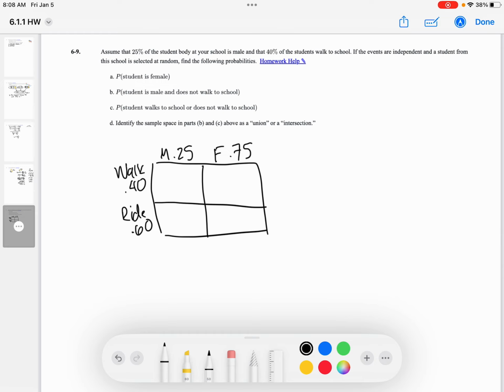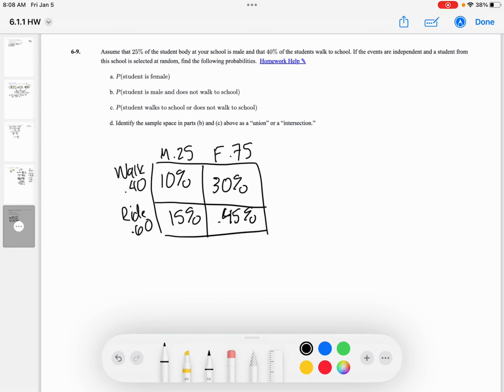Okay, so I can fill in this area model by multiplying the two numbers. So 0.25 times 0.4 is 0.1. So this is 10% of the students walk and are male. Let's see, 0.75 times 0.4, this is 30%. 0.25 times 0.6, this is 15%. And 0.75 times 0.6 is the rest of them, 45%. If I add up all these percents, they should add up to 100, right? Okay, so now let's look at the questions.